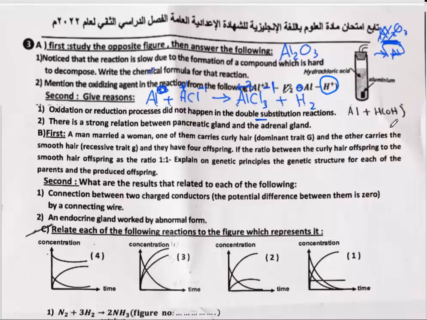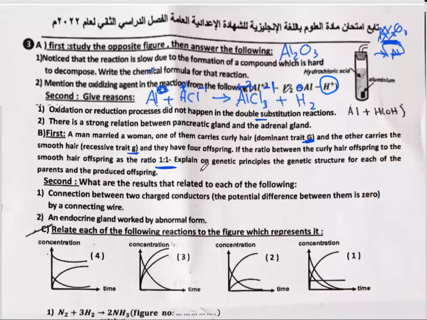Number B, a man married a woman, one of them carrying curly hair. The dominant trait is taken as letter G, and the other carries the smooth hair. This is the recessive trait, G small, and they have 4 offspring. If the ratio between the curly hair offspring to the smooth hair is 1:1, which means 50-50, what will be the structure of the parents?